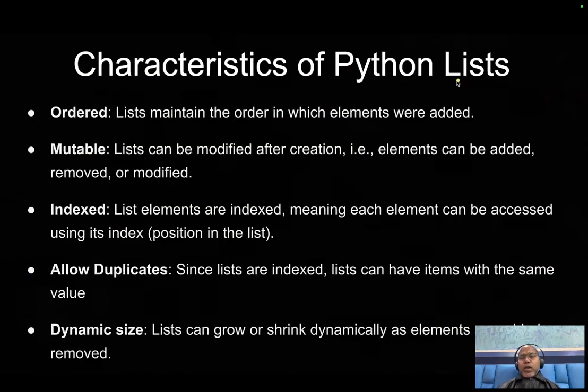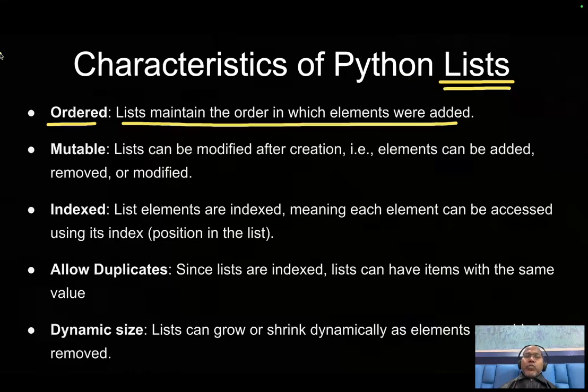So let's talk about the list specifically. A list in Python is ordered, meaning the list maintains the order in which the elements are added. If you put in element 1, element 2, element 3, element 4, element 5, you can get the elements back in the same order. This is an ordered collection of elements.